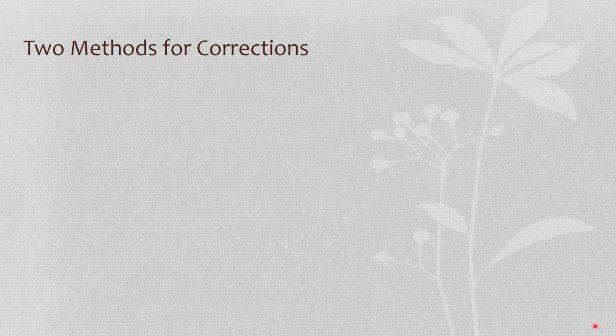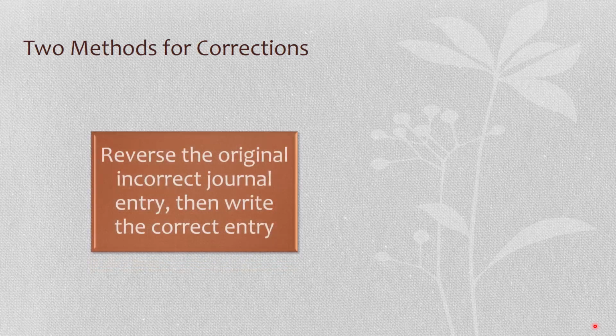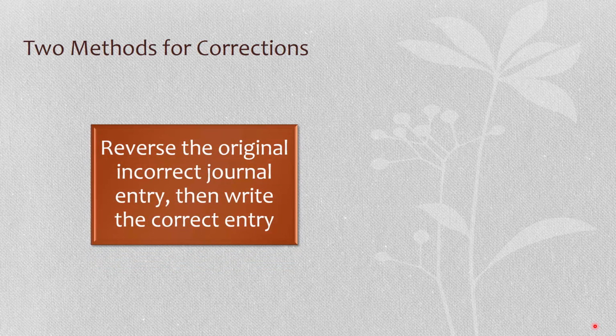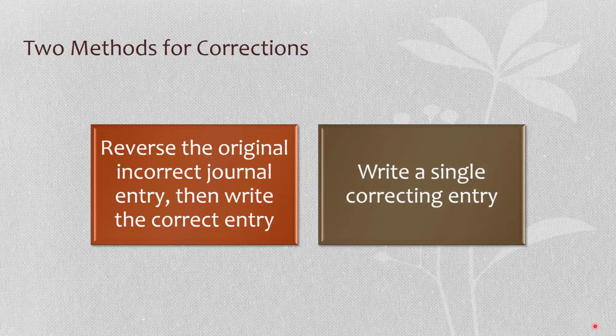There's two methods for recording correcting entries. The first method is to reverse the original incorrect entry and then just write the correct entry that they should have done in the first place. The second method is to write a single correcting journal entry. I'm going to go through both methods because you need to know how to do both.